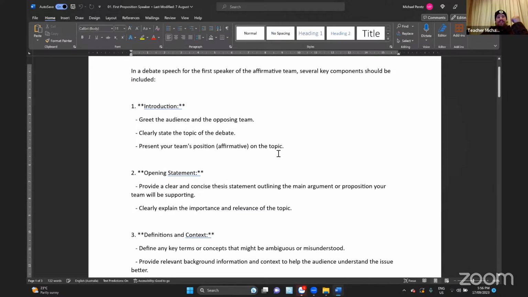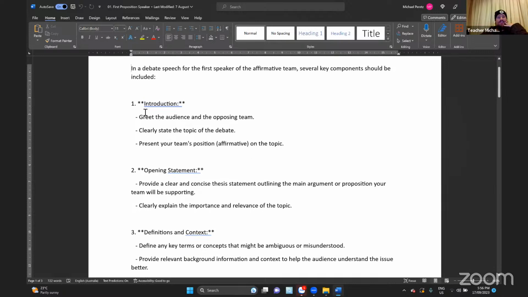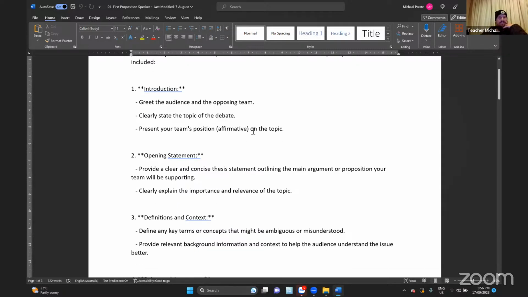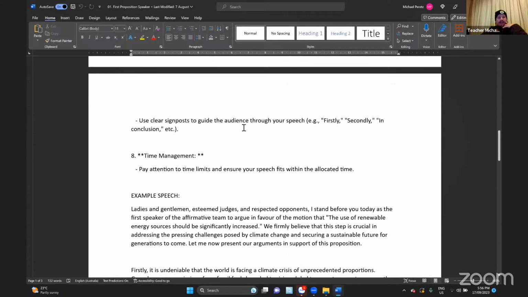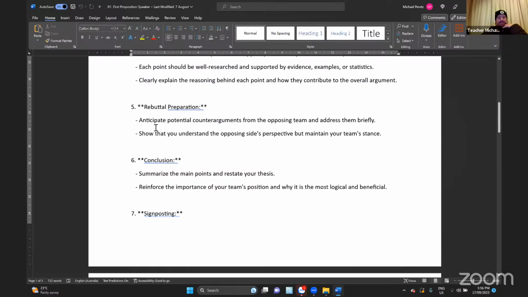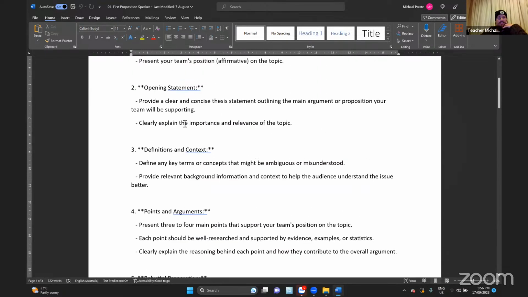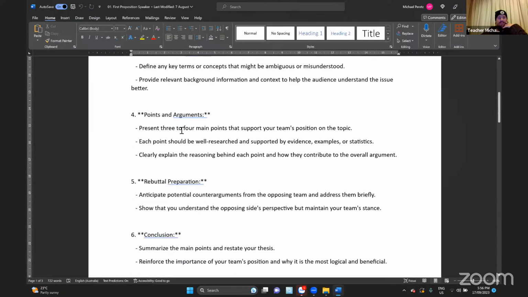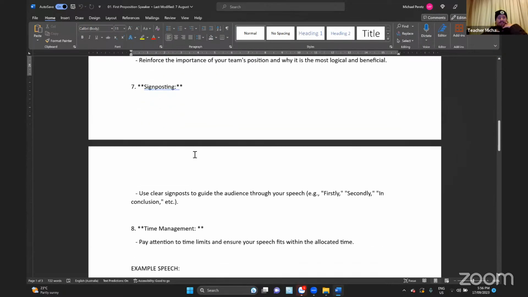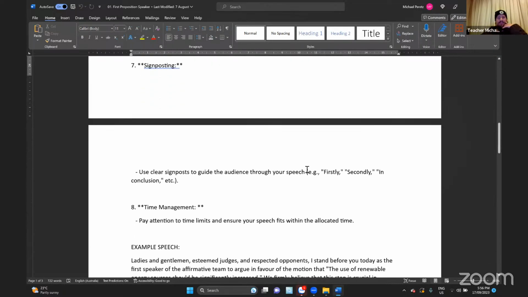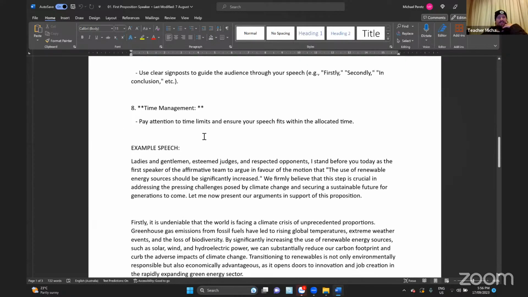Generally speaking, in the introduction you've asked for, they'll greet the audience and the opposing team. They will clearly state the topic of the debate, and they'll present their team's position on the topic. So it might go something like, oh, look, it's even a point here. Signposting. Use clear signposting to guide the audience through your speech.